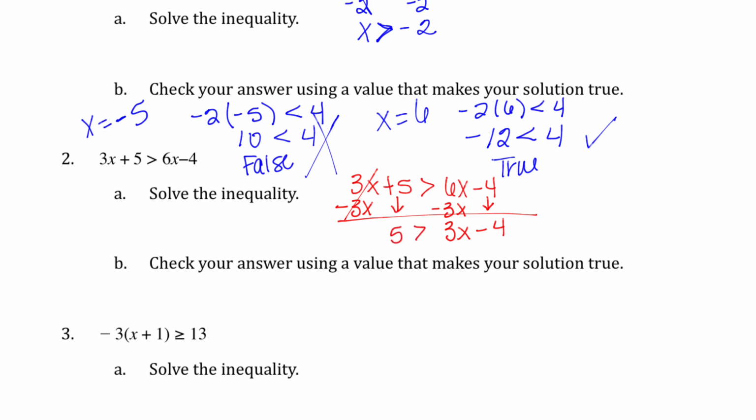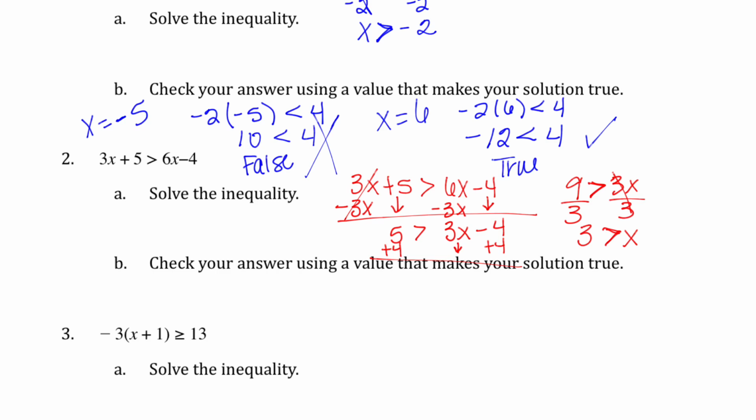Now, what do I need to do to isolate my x now? Minus 4. Do I minus it? Plus 4. Okay. What is 5 plus 4? 9. Drop down my greater than sign and drop down my 3x. What do I do to solve for x now? Divide by 3. So we get 3 is greater than x.